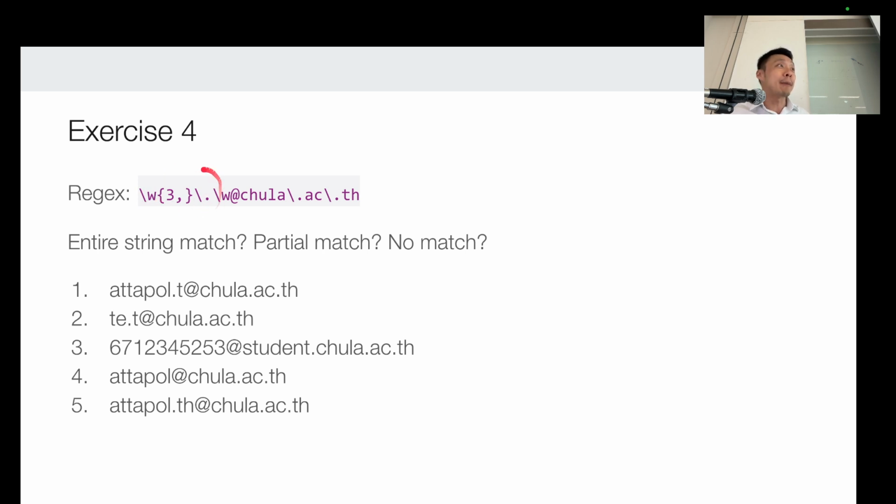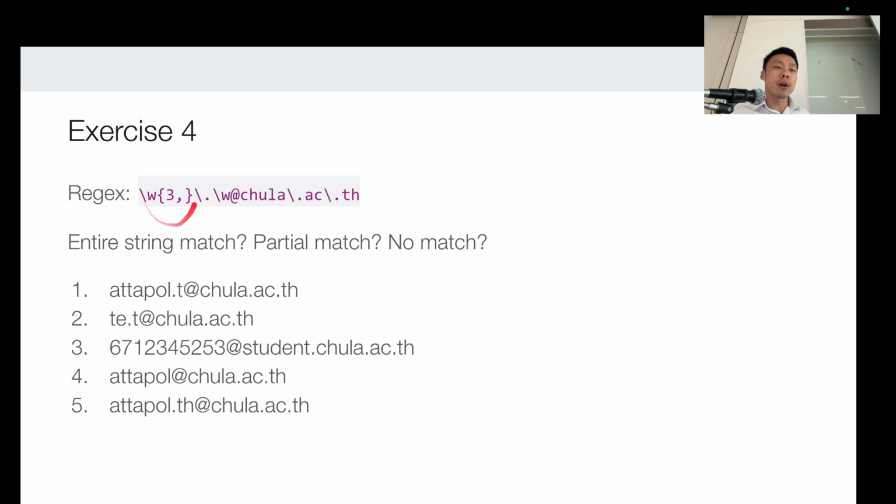This is escape, right? \dot, we saw that. And this is one single character, that's a word character. At Jula, and this is the escape. So this is actually the actual pattern in Jula staff email addresses. It follows its pattern, which is awesome. Okay, let's play the same game. The first one is my email address. Exact match, thank you.